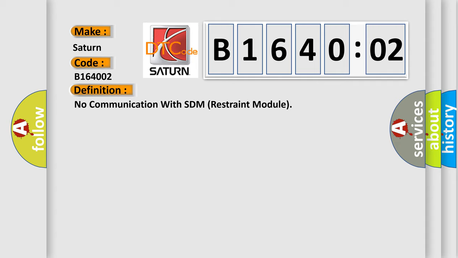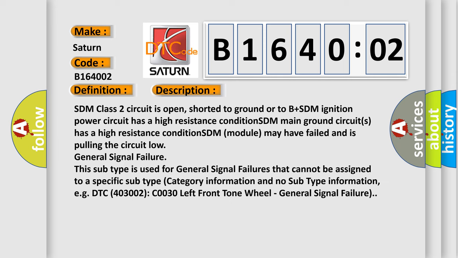And now this is a short description of this DTC code. SDM Class 2 circuit is open, shorted to ground or to B+. SDM ignition power circuit has a high resistance condition. SDM main ground circuits have a high resistance condition. SDM module may have failed and is pulling the circuit low.